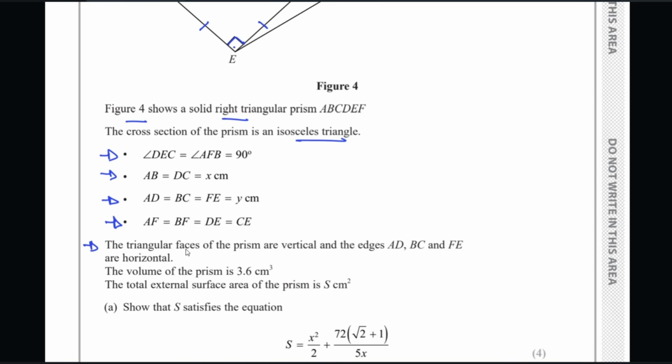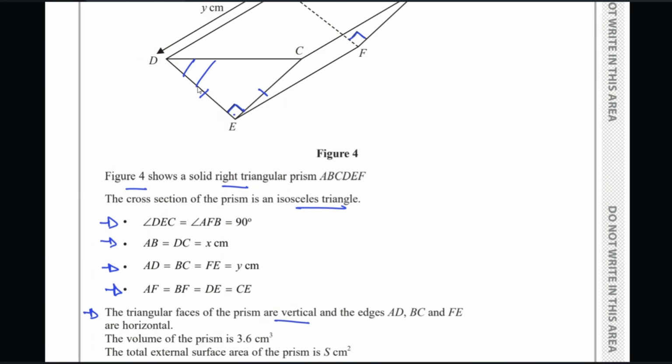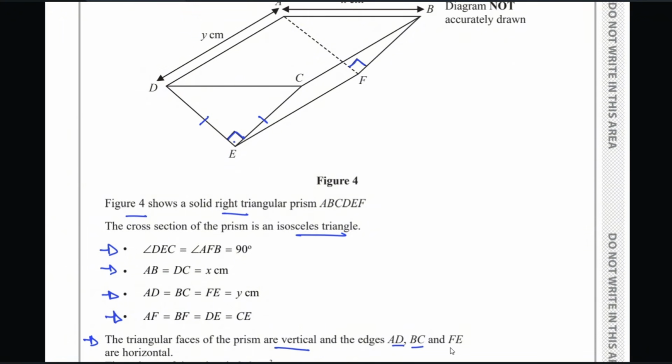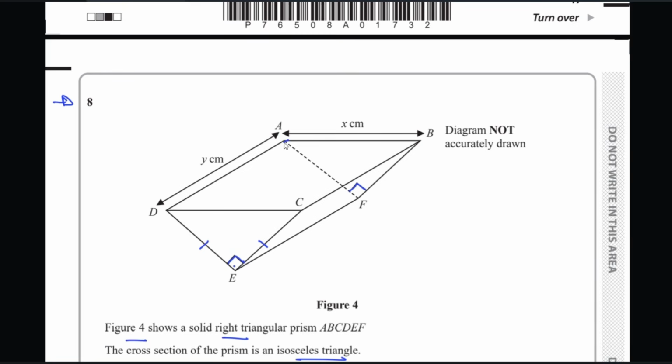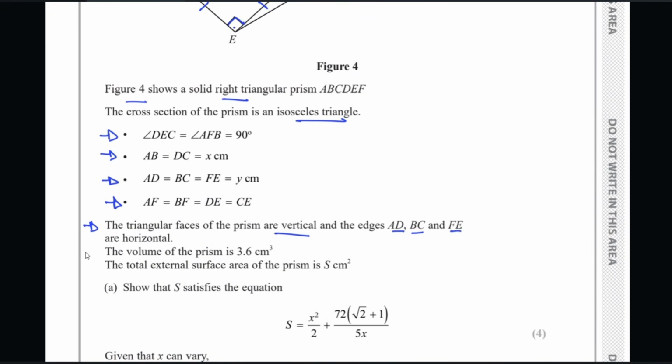Okay, the triangular faces of the prism are vertical. So this face is vertical, and the edges AD, BC, and FE are horizontally oriented. Now the volume of the prism is 3.6 cm cubed. The total external surface area of the prism is S centimeters squared. Question a, show that S satisfies the equation that is given here.